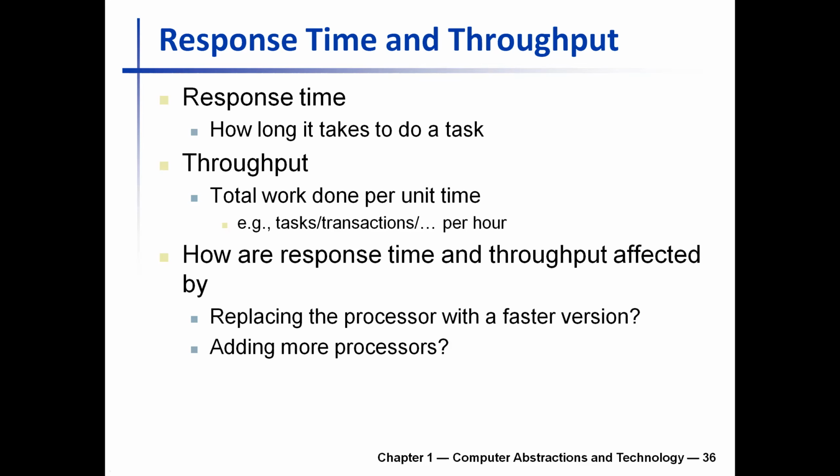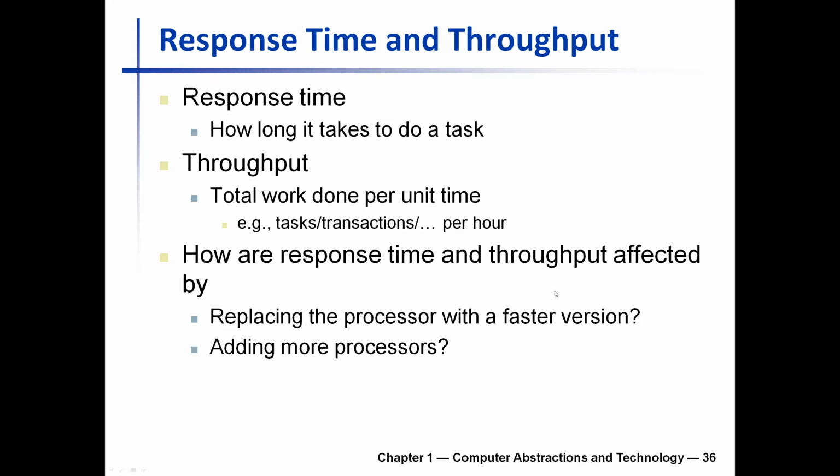So I guess replacing the processor with a faster version would reduce the response time, while adding more processors would increase the throughput. Okay, so let's take one by one. Replacing the processor with a faster version would reduce the response time. Okay, so that is understandable and that is acceptable, right? Can everyone agree with that, or is there anyone who does not agree with it?